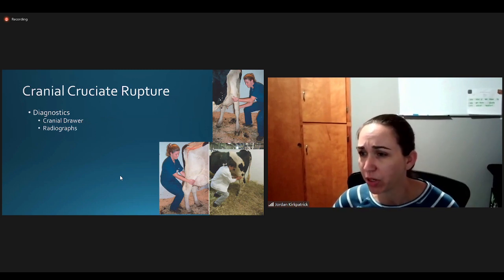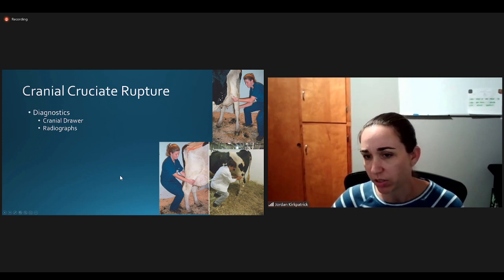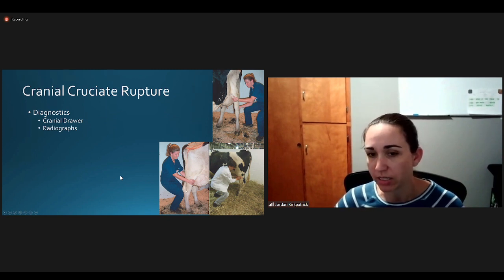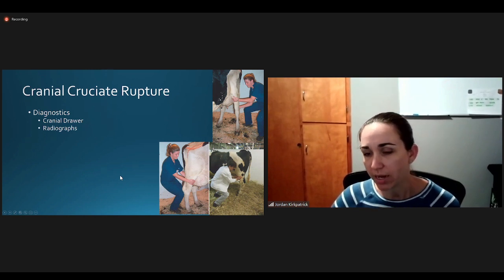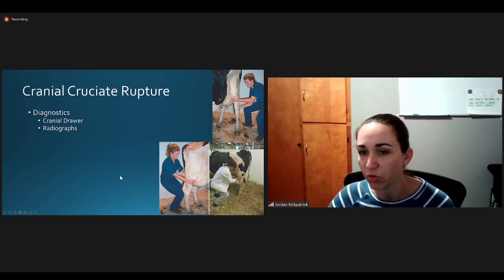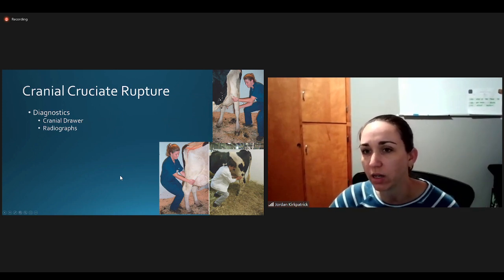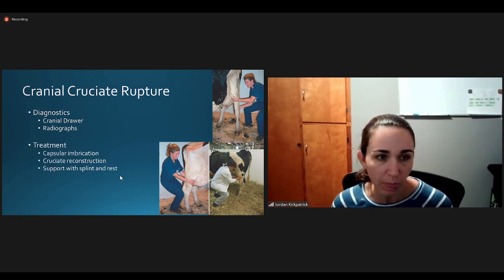Diagnostics are kind of similar to what you would see in a dog, so doing a cranial drawer. These 2 images are showing different techniques to try to get that cranial drawer. So in this image, she's standing behind the cow and using her knees against the hock and then pulling backwards to see if she can get movement. He is just using his body weight and trying to thrust backwards to see if there's movement in the stifle joint. And then this is checking for the rotation within the limb.